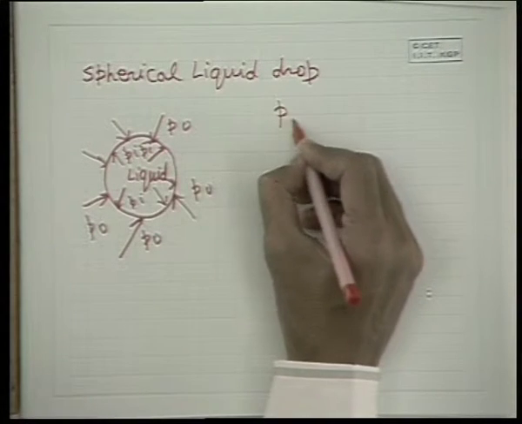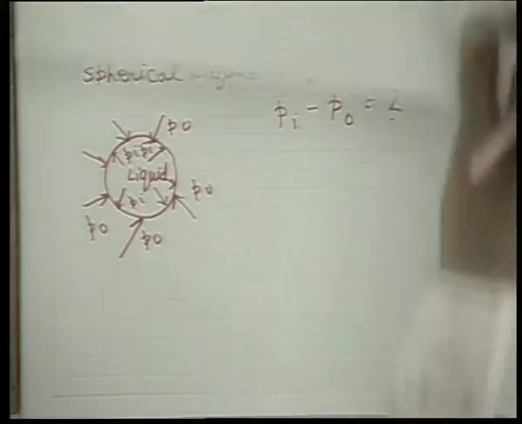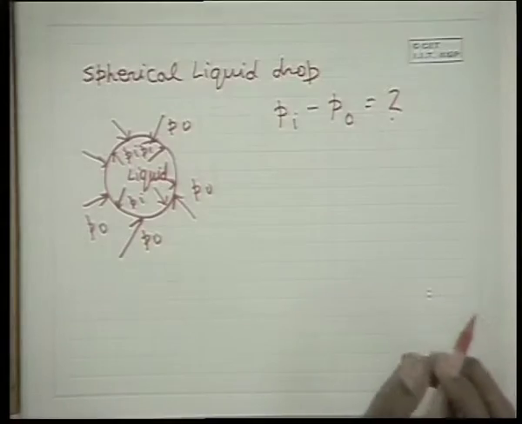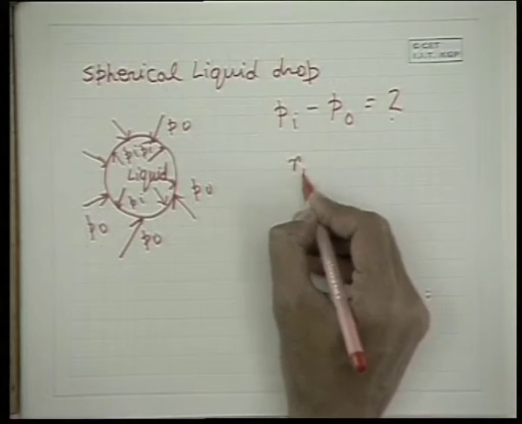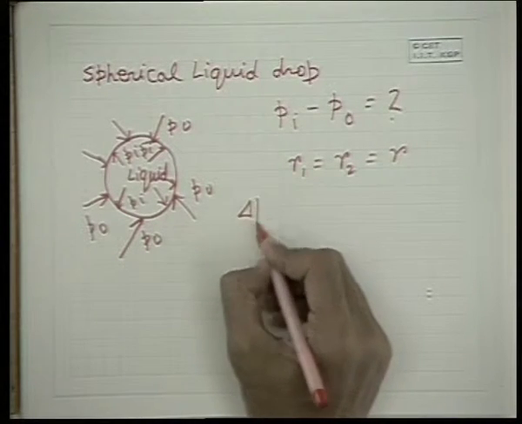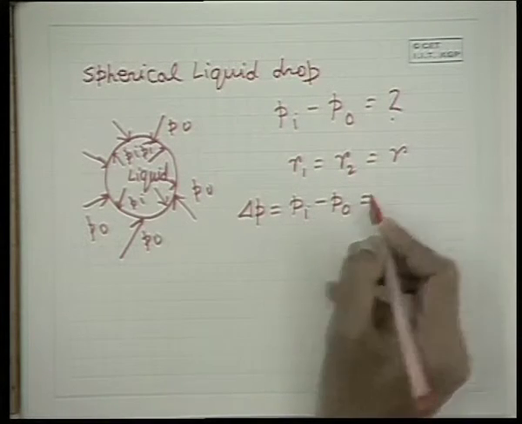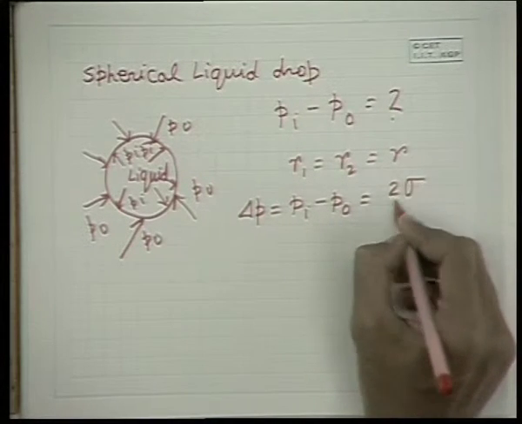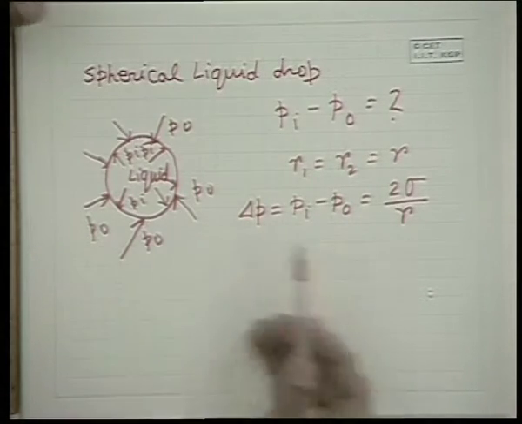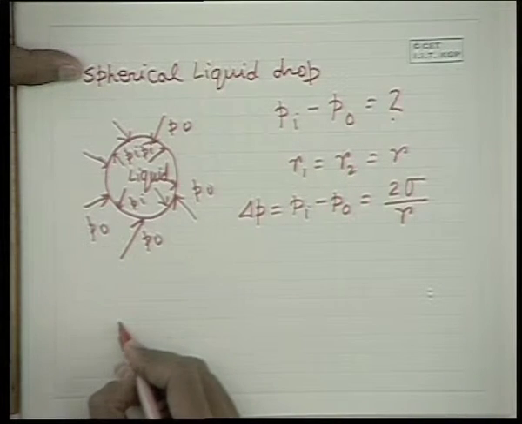So how do I know this Pi minus P0? Simply I see this formula, sigma into 1 by R1 plus 1 by R2. Here, as a special case, R1 is equal to R2 is equal to R. So delta P, which is Pi minus P0, is simply 2 sigma by R, where R is the radius of the sphere.